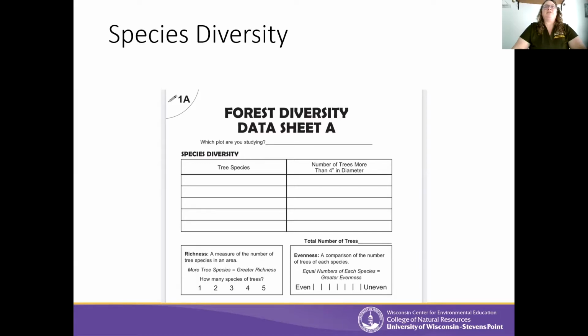Species diversity is measured by looking at richness and evenness. Richness is a measure of the number of tree species in an area, and evenness is a comparison of the number of trees of each species. You'll see that Kate is only going to be counting trees that are greater than 4 inches in diameter, and she's going to show you a cool trick to estimate what 4 inches of diameter looks like, so you don't even need a measuring tape. Let's talk for a minute about why species diversity matters.